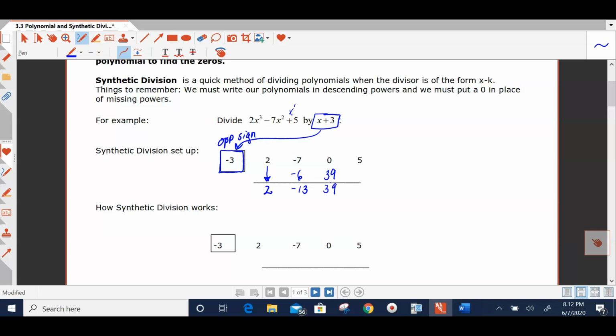Now, one more multiplication. -3 times the 39, and we're going to put that number right here. Let me just come on the side. 39 times 3, I think it's 117. Yeah, 117. So -3 times 39 is a -117. And when I combine that with my -5, I get a -112.